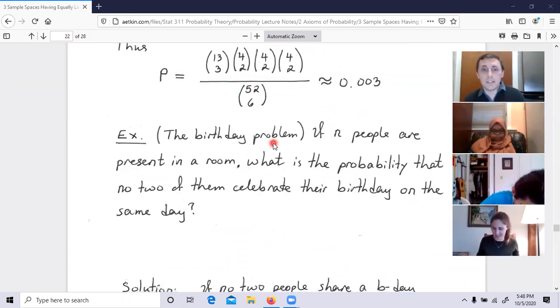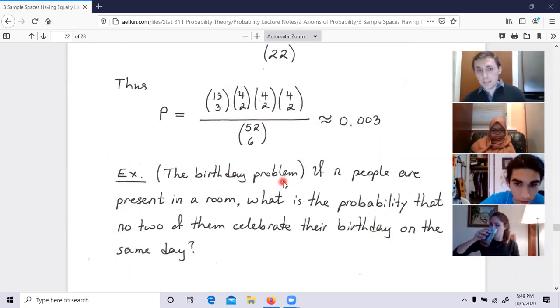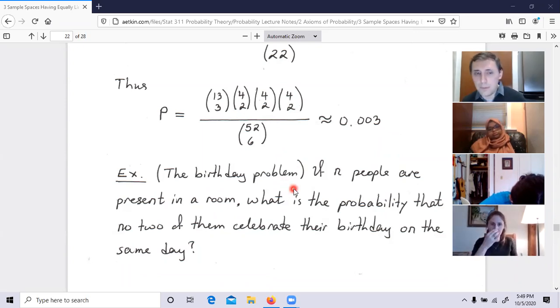So this is the question for which I asked you to submit your birthdays. Naturally, too few submissions resulted in no interesting results. So if n people are present in a room, what is the probability that no two of them celebrate their birthday on the same day? You can calculate it for just n. And of course, it's interesting to know how many people must be in a room for this probability to be less than one half, less than 50%.